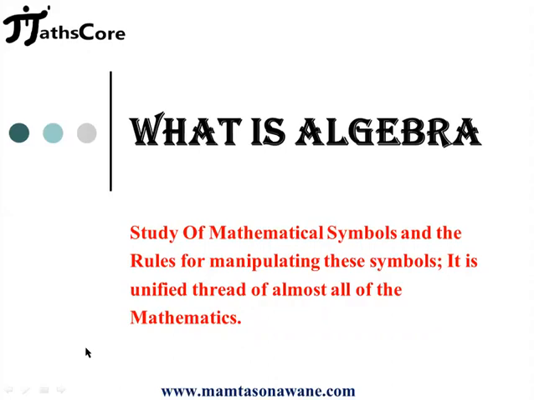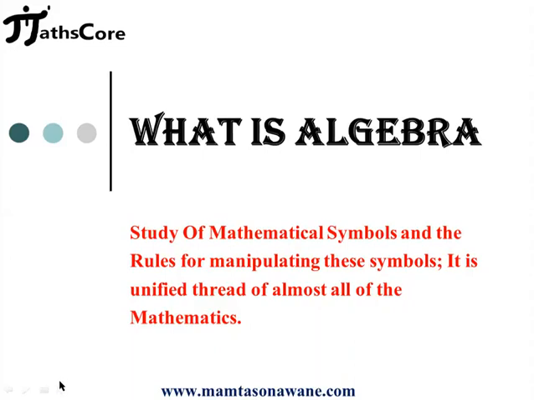So let's start it. First of all, we will learn what algebra means. Algebra is the study of mathematical symbols and the rules for manipulating these symbols. It means we have to use mathematical symbols in algebra, and to manipulate these symbols some rules are useful here, and those rules are assigned in the form of algebra. So algebra is a unified thread of almost all of mathematics. It means algebra binds all the fields of mathematics together.